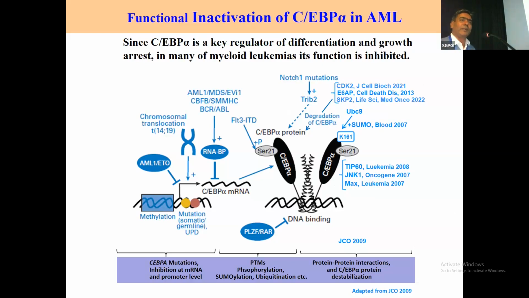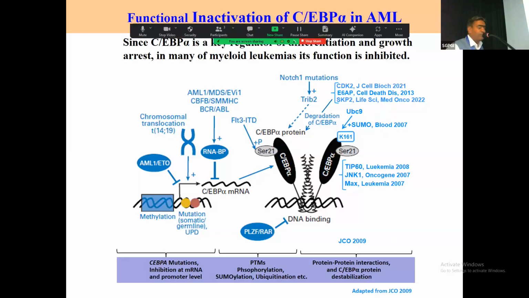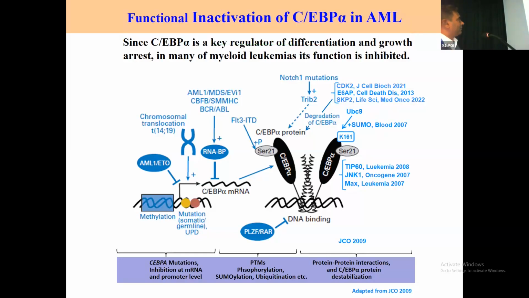People have shown in one Nature Genetics paper that in BCR-ABL positive cells there is no CBP alpha protein, because the mRNA of CBP alpha is inhibited by RNA binding proteins. So CBP alpha mRNA inhibition has been shown. Subsequently, if the protein is formed, people have shown that post-translational modifications of CBP alpha render it inactive. For example, phosphorylation at serine 21 in FLT3-ITD positive mutations makes it transcriptionally inactive.